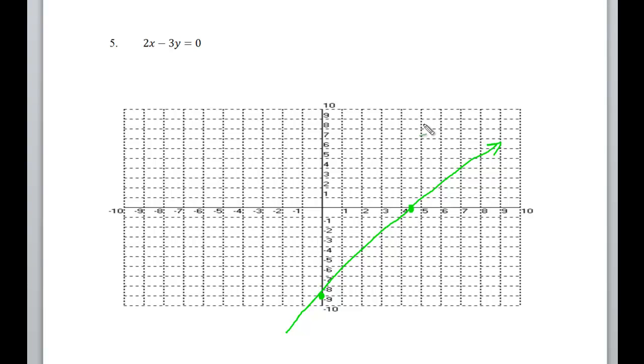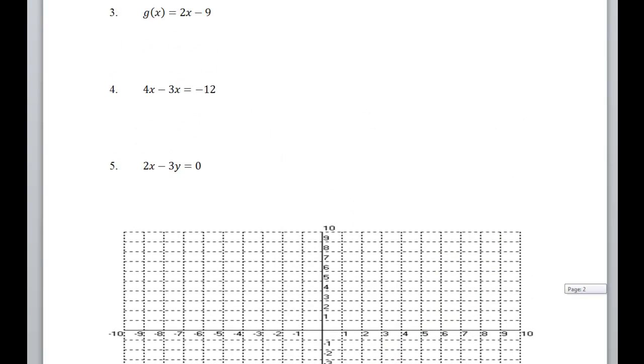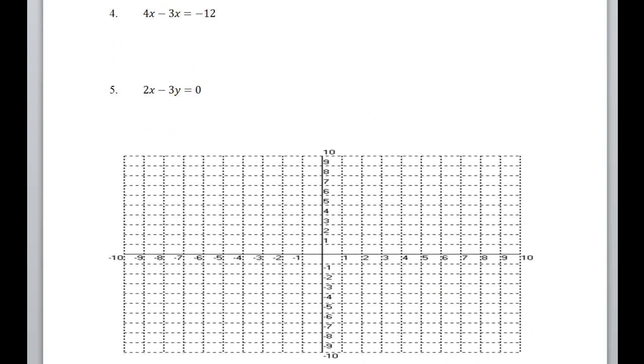Now, let's go to line number 4. Okay, the first thing about problem 4 I should point out is that we're going to change it because this is going to be a y. There's a little typo there on the worksheet. So what I'm going to do is take my table, plug 0 in for my x to find my y-intercept, and plug my 0 in for my y to find the x-intercept.